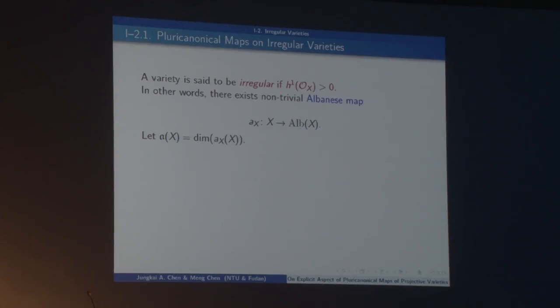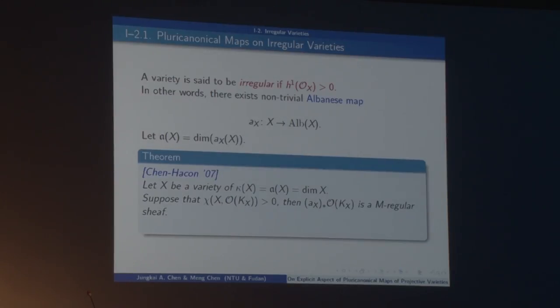So for a complex projective variety, there is a non-trivial Albanese map. Let a_X be the Albanese map, and let r_X be the dimension of the Albanese image. There is a previous result by Hacon and myself in the year 2007. If the variety is of general type and also of maximal Albanese dimension, suppose furthermore that the characteristic is positive, then we know the push-forward of the canonical sheaf is M-regular. And moreover, the three-canonical system is birational.